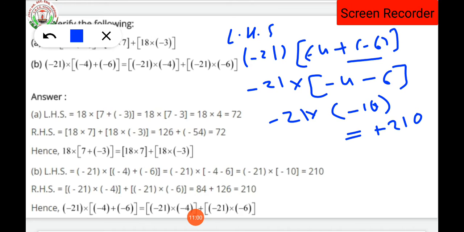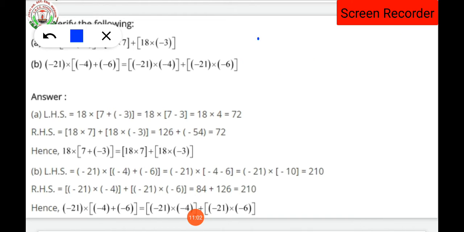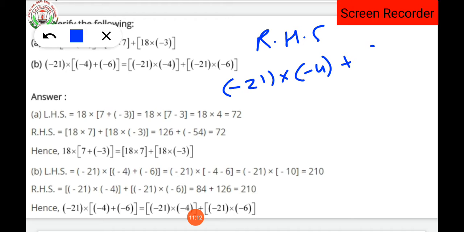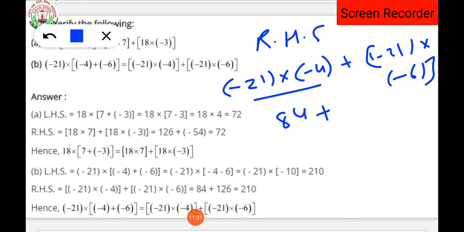Clear? Now in the same way we are going to solve the RHS part also. What is the RHS part we are having? That is minus 21 multiplied with minus 4, then addition, minus 21 multiplied with minus 6. Okay, so minus 21 multiplied with minus 4. The answer will become plus, 4 ones are 4, 4 twos are 8. So 84 while multiplying this number, plus minus 21 into minus 6.